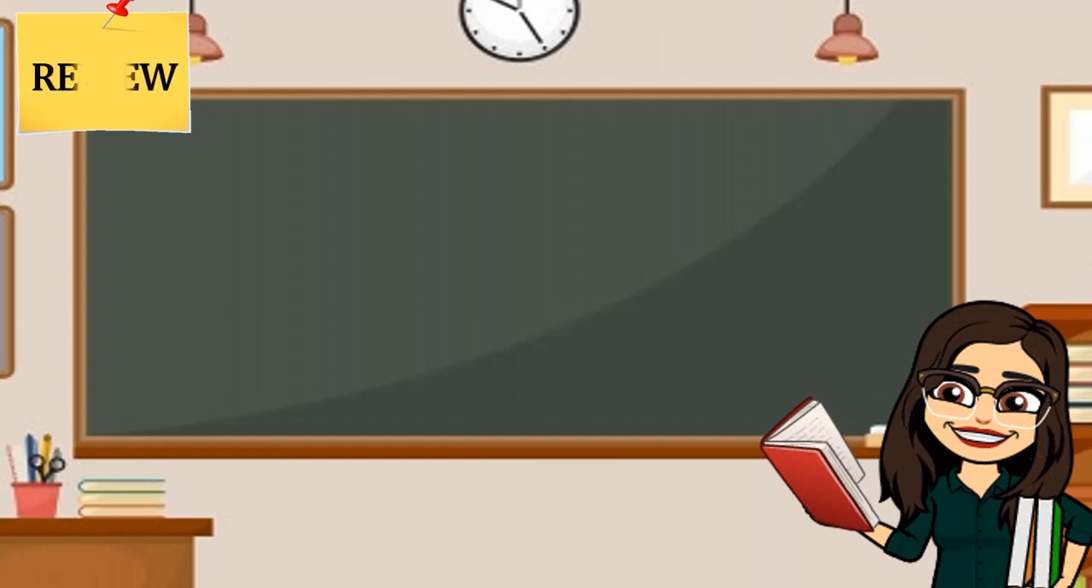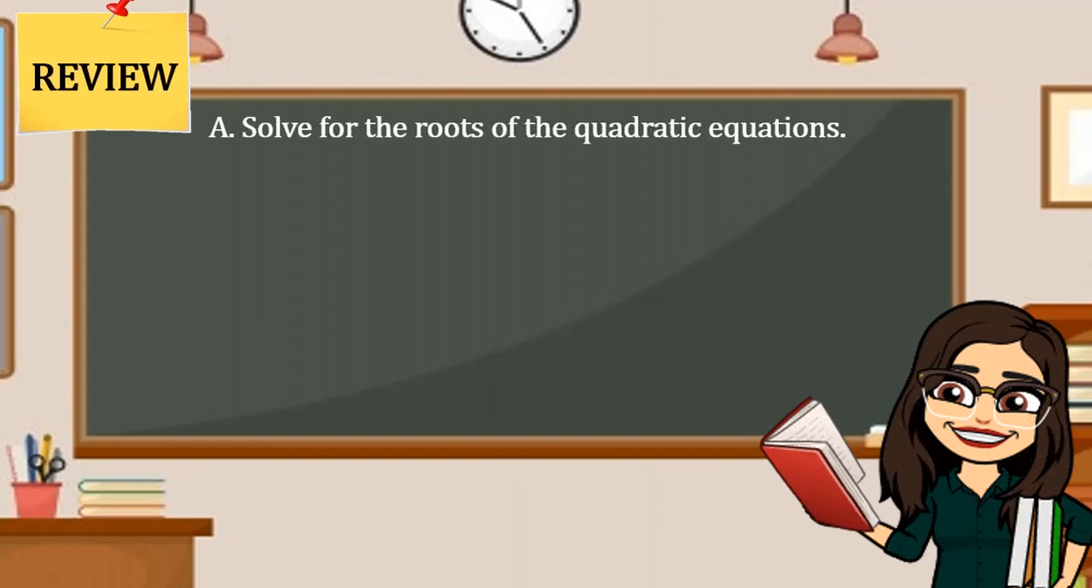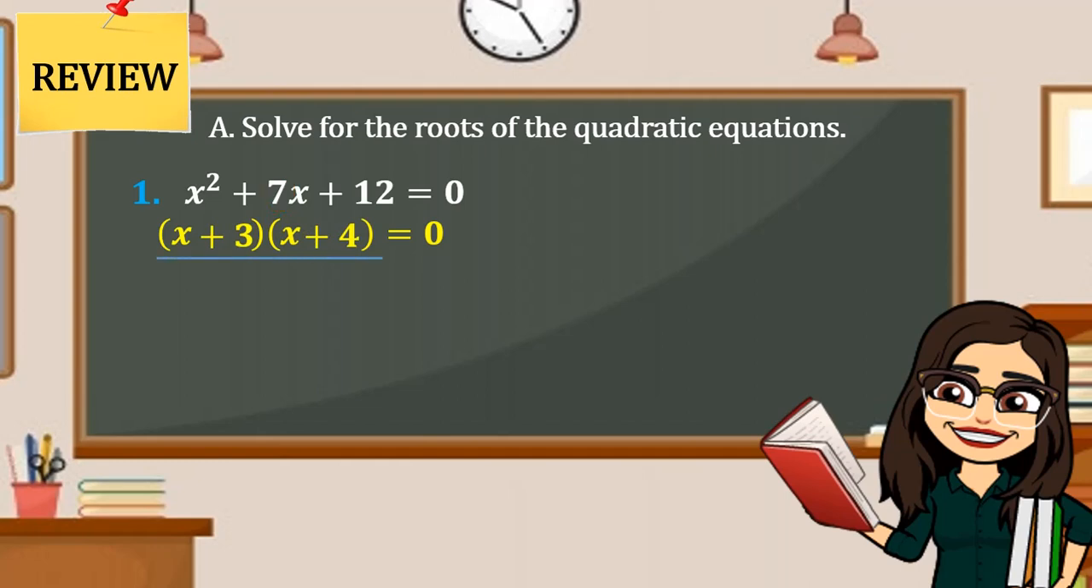For the first part of our review, we have solve for the roots of the quadratic equations. The first given is x squared plus 7x plus 12 equals 0. In this equation, we will use the factoring method. The first step is determine the factors of the first term. The factors of x squared are x and x. Next, determine the factors of the last term. The factors of 12 that will give us the sum of 7 are positive 3 and positive 4, since 3 plus 4 is 7. And this is now our factors.